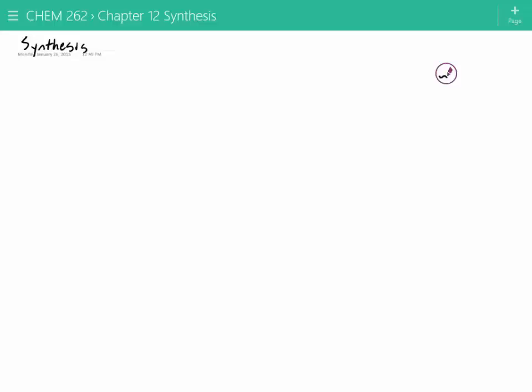All right, so for synthesis, there's a few different strategies that people use. I'm going to present kind of a hybrid version of what Klein presents in his textbook. I think he gets a little scattered in his presentation of how to plan a synthesis, so we're going to try to do it using a slightly modified technique. There's a couple things to do before working on synthesis problems. So let's write these down.